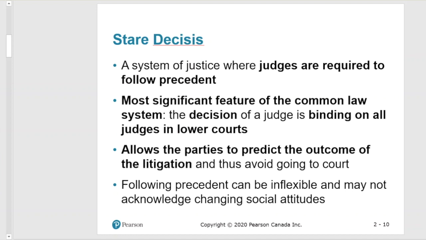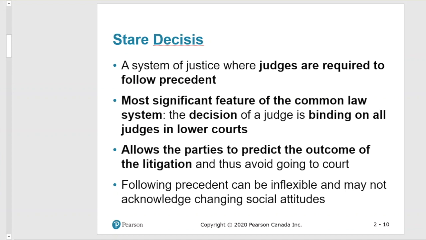Well, it is because we'll learn the court system in Canada in Chapter 3, but for now, we should know that judges from lower courts are required to follow decisions from higher courts. They are required. Those decisions are binding. So that's the main characteristic of a common law system.